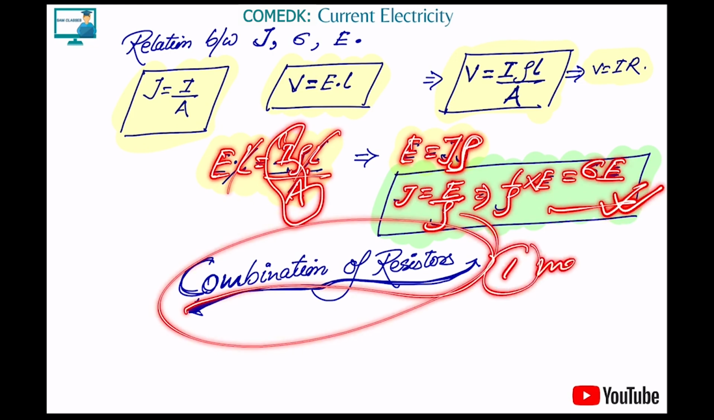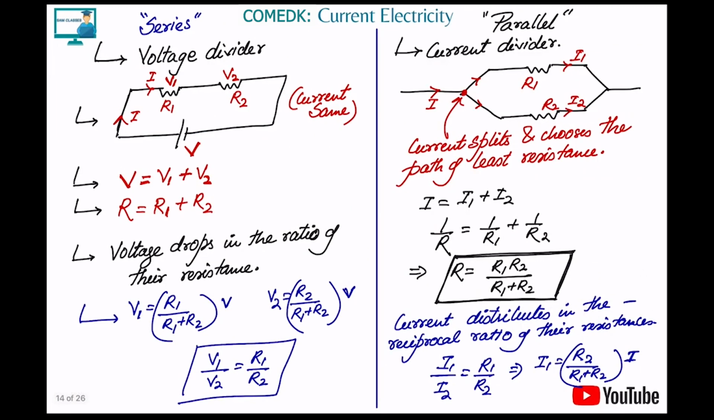One mark minimum, one question comes up. Okay. So series, a lot of questions we will do. Series, understand what happens: voltage gets divided. So the total voltage gets divided into two parts, V1 and V2, correct?